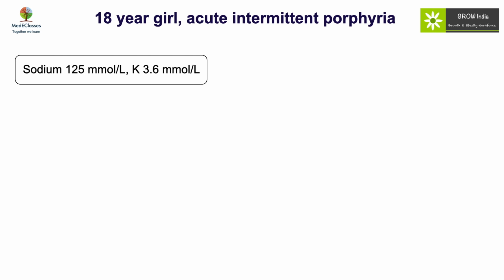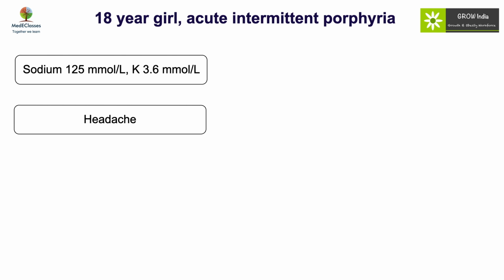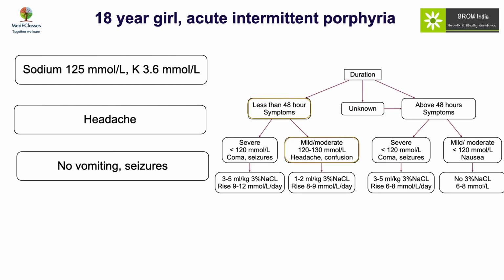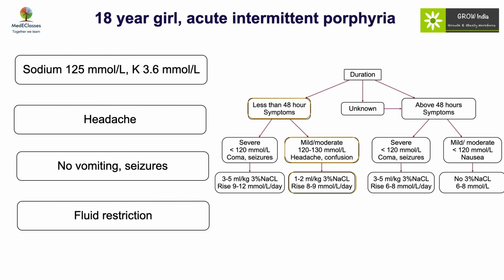So we have an 18-year-old girl with acute intermittent porphyria presenting with hyponatremia and headache. There is no vomiting or seizures, so we are talking about the mild to moderate category in that perspective. So we can do some fluid restriction along with a low dose as far as the treatment is concerned.